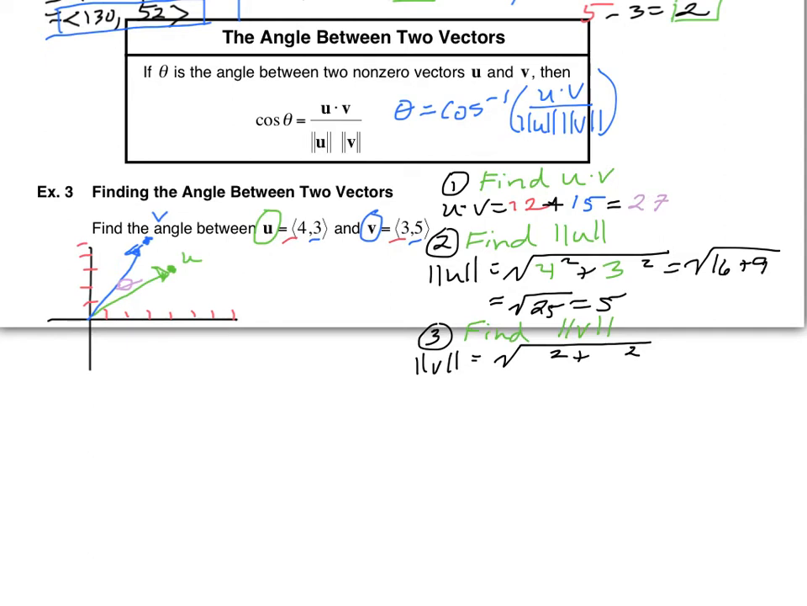And so my x and y for v are 3 and 5. That gives me the square root of 9 plus 25, which is what? 34. What divides into 34? 2, and it gives you 17. So is that simplified? Yeah, it can't be simplified.